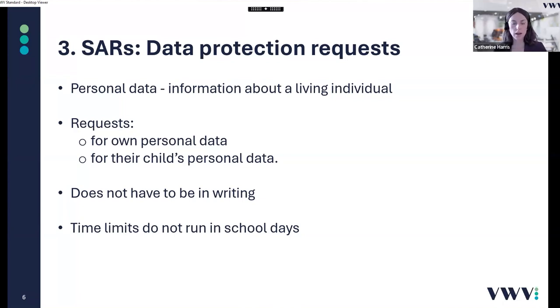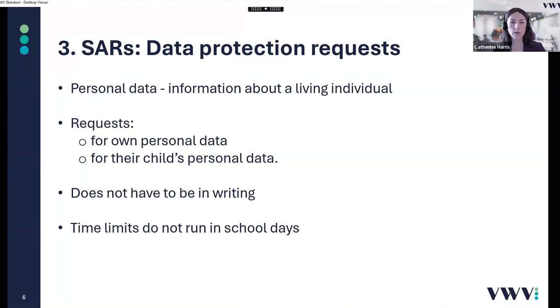So the first one is a subject access request, known as a SAR. I'm not going to go into loads of detail because this isn't a data protection webinar, but this is just to give you a bit of information so you can work out what a SAR is, to be able to identify if a parent makes one as part of the complaint. So SARs include requests for your own personal data, but they can also include a request for a parent's child's data, and that's where a parent would make a SAR on behalf of their child.